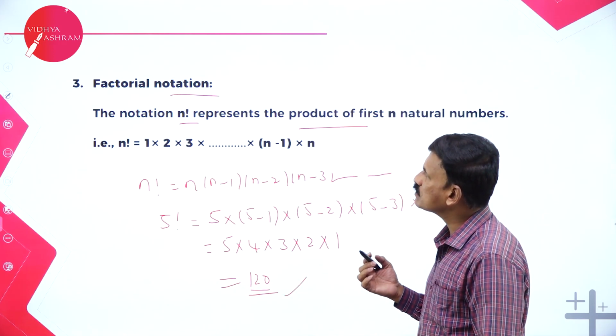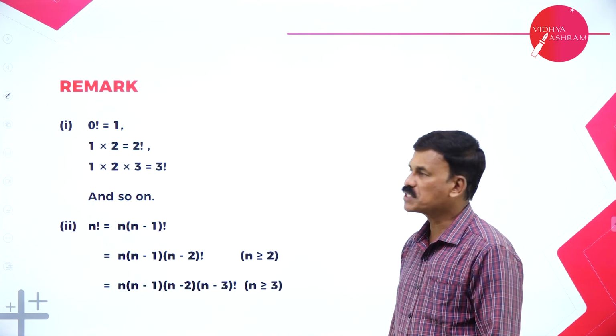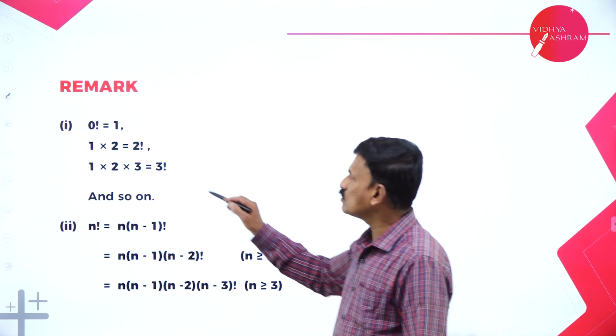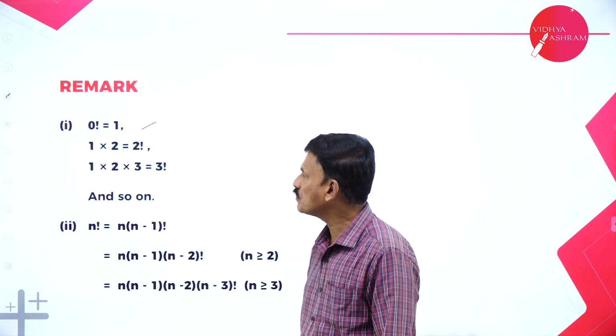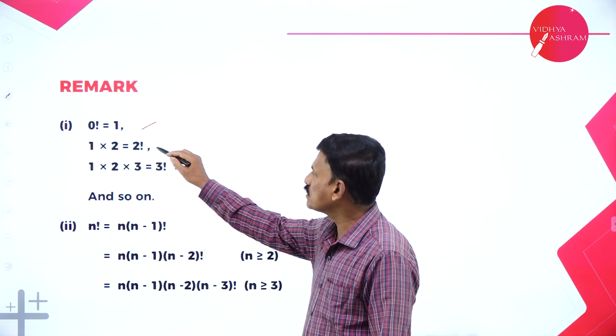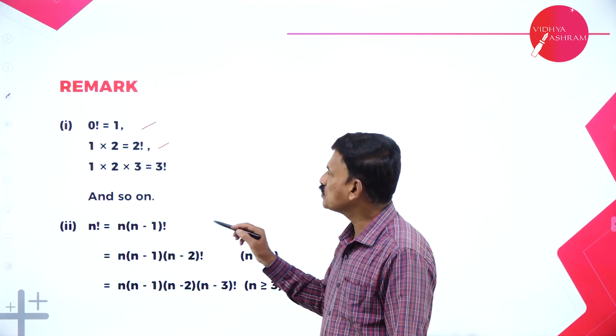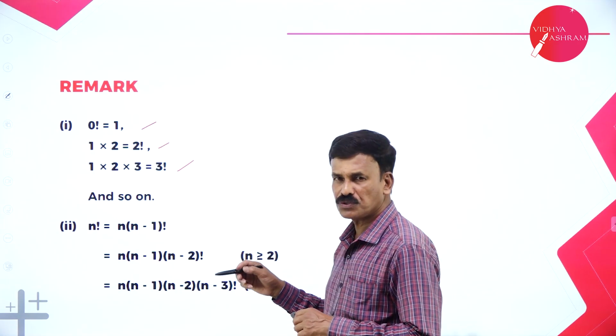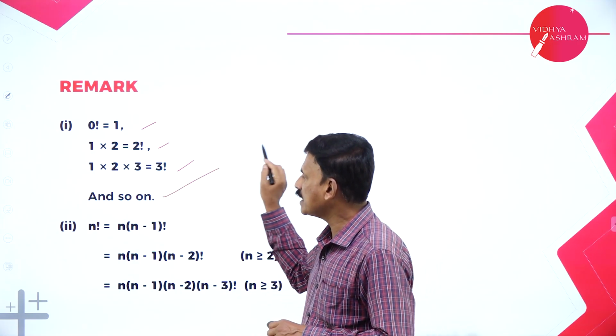Now, move on to the next concept, the problems based on this, remarks. So, what are the remarks? 0 factorial is always equal to 1. The factorial of 0 is 1. 1 into 2 can also be written as 2 factorial. 1 into 2 into 3 is nothing but 3 factorial. 1 into 2 into 3 into 4 can be written as 4 factorial, and so on.